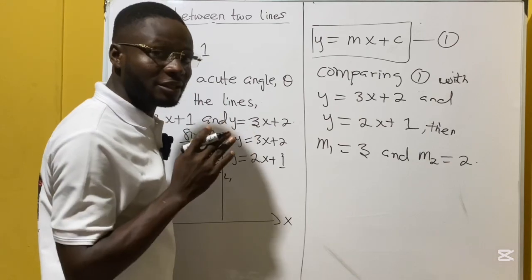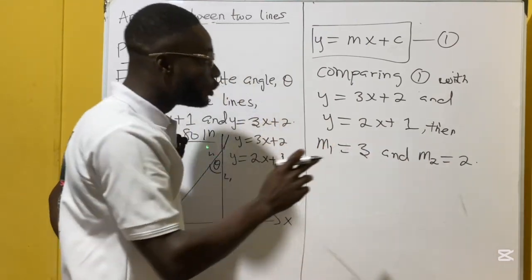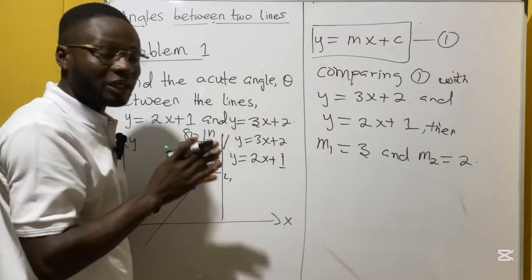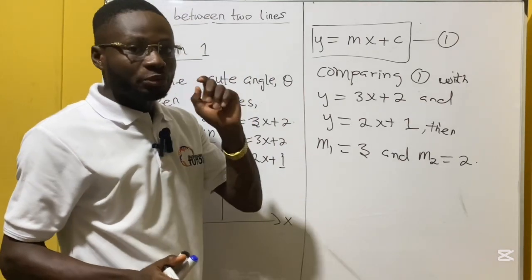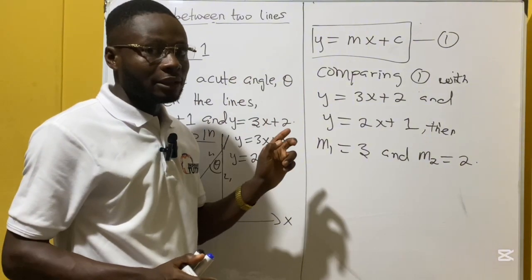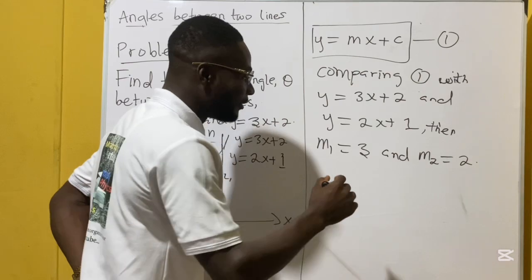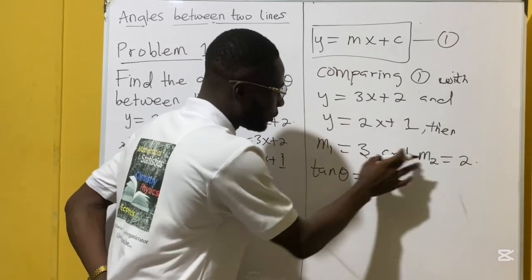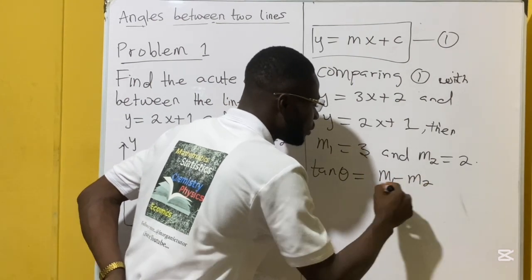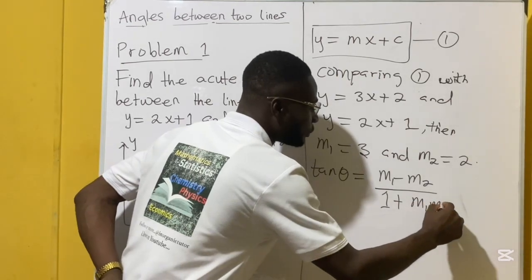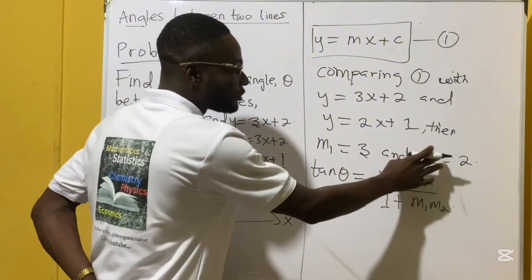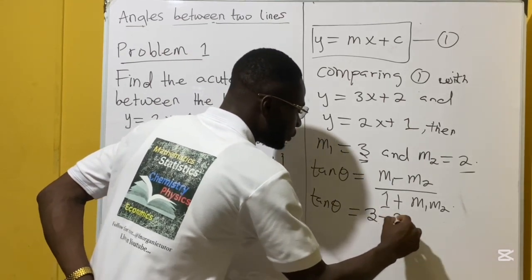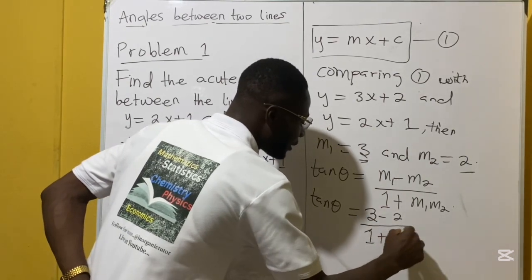Don't forget, I always say make sure M1 is greater than M2. So whichever way the question comes, whether this comes first or this comes first, make sure that when you are choosing M1 and M2, M1 should be greater than M2 because we are taking M2 from M1. Okay, so we're going to have tan theta equals M1 minus M2 over 1 plus M1 times M2, right? So we have the formula here. Just have to substitute M1 and M2, right? So tan theta equals 3 minus 2 over 1 plus 3 into 2, right?